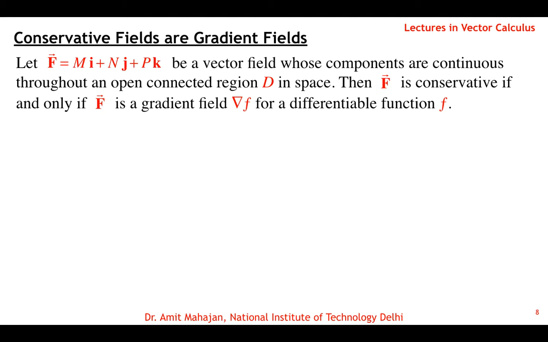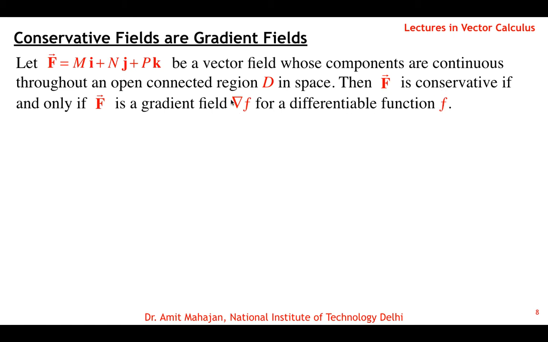So that means if a field is conservative, then the vector field F can be written as a gradient of some scalar function or potential function. Okay, so let F be a vector field which is given by Mi plus Nj plus Pk, where M, N and P are continuous components throughout an open connected region D in space. Then the field is conservative if and only if the field is a gradient field. That means the field can be written as equal to the gradient of some scalar function phi, for a differentiable function f.